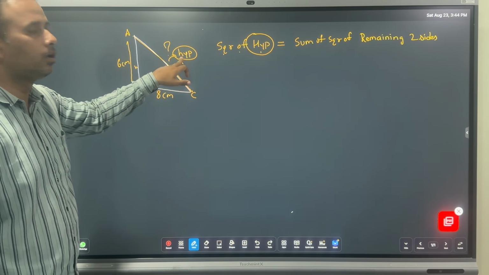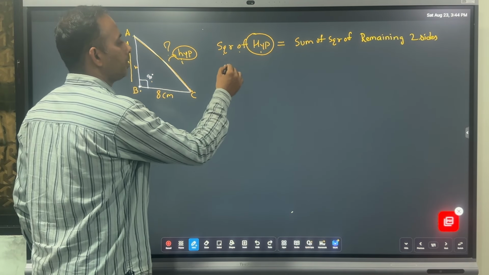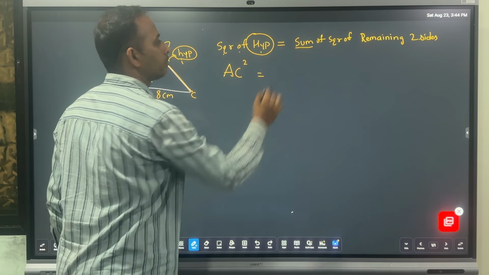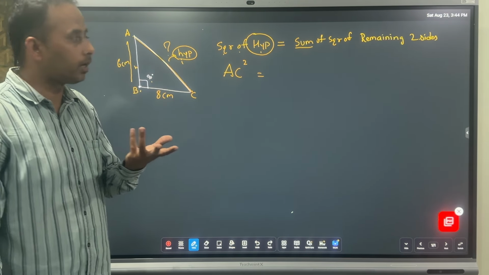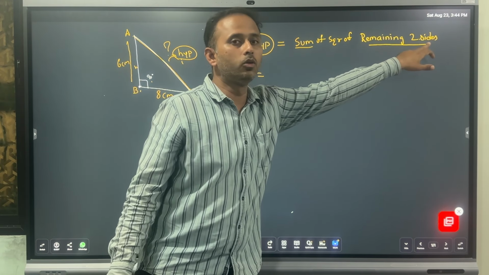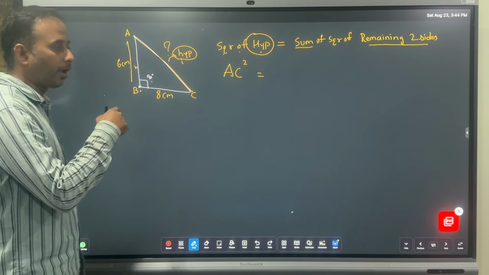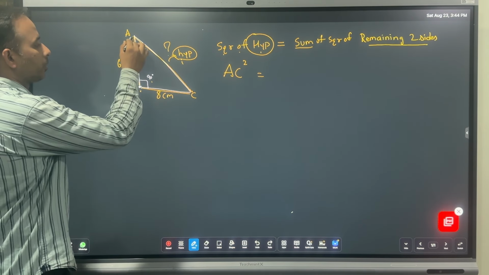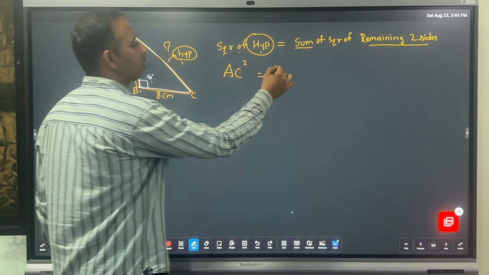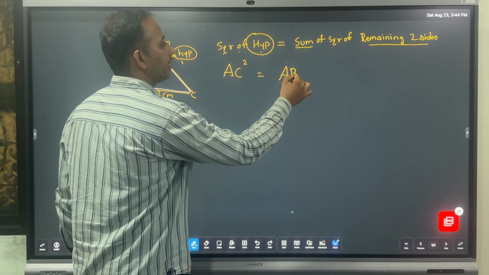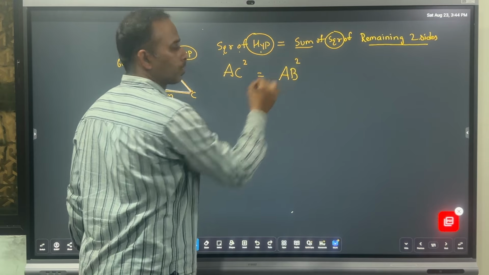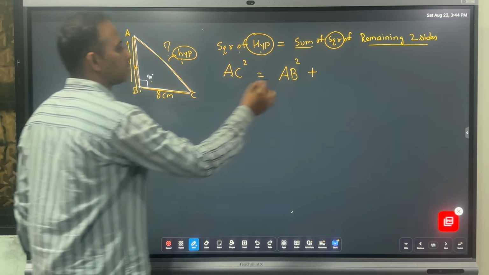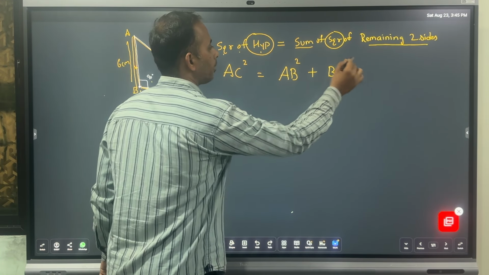AC is your hypotenuse. So here I am writing AC square is equal to the sum, that is nothing but what? I need to add. What do I need to add? I need to add the remaining two sides. Which are the two sides remaining of the triangle? One is this side, the other one is this side. Correct? What's the name of this side? That is AB. Write it in the form of square. Plus. Okay. Which one is remaining? One more is BC. So BC square.